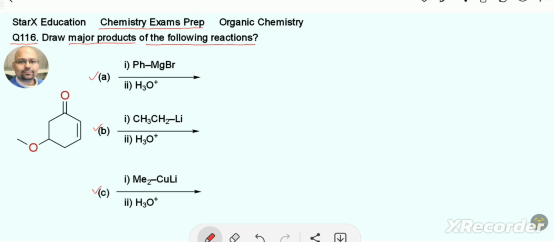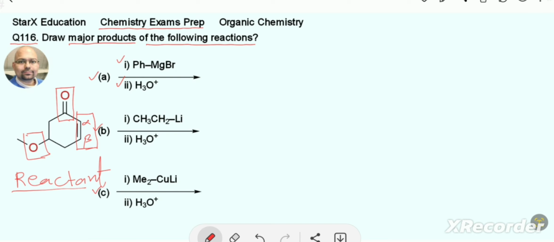So to answer these types of questions, where we have a reactant given and we have our reagents and reaction conditions, first of all we need to see the nature of our reactant. Our reactant is an alpha-beta unsaturated ketone. So it has three functional groups. It has a carbonyl functional group, which is electrophilic. It also has a carbon-carbon double bond, which is an alkene, and it also has an ether group.